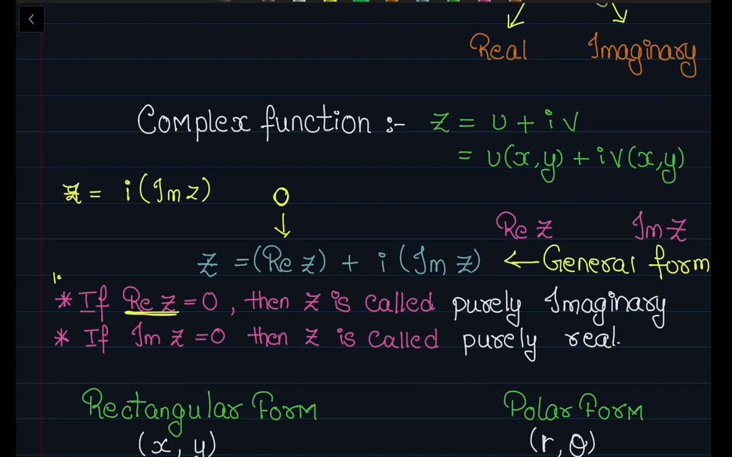If your real part is 0, then the complex number or the complex function is said to be purely imaginary. Similarly, if your imaginary part is 0, then if this part is 0, you will be left with the real part of z only. Then this will be your complex number, so it is said to be purely real. I will also give you an example of a purely imaginary or purely real function.